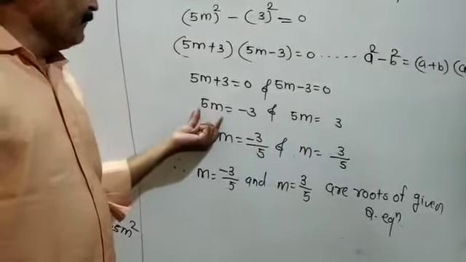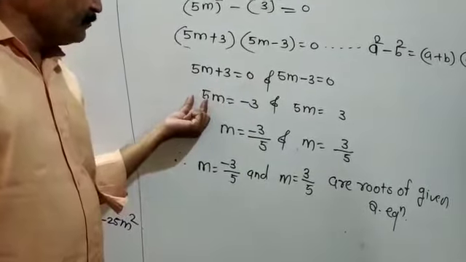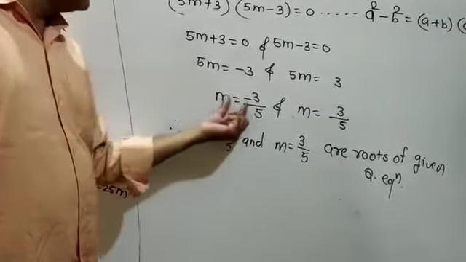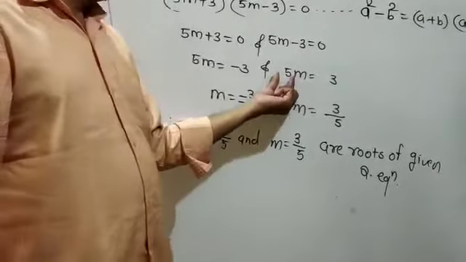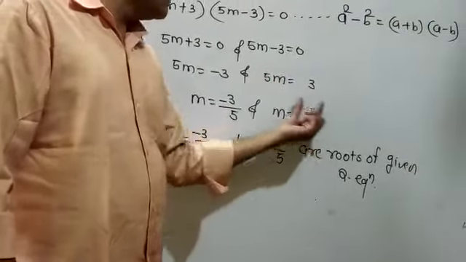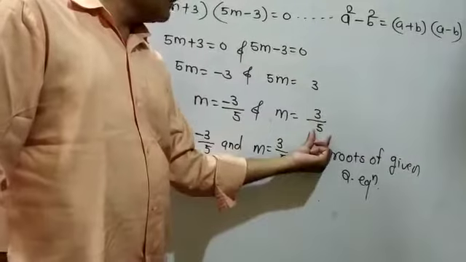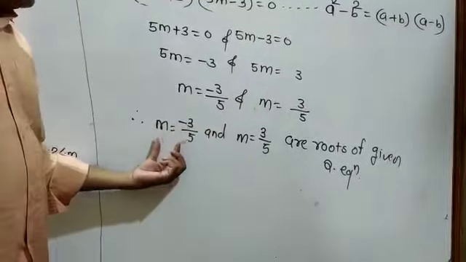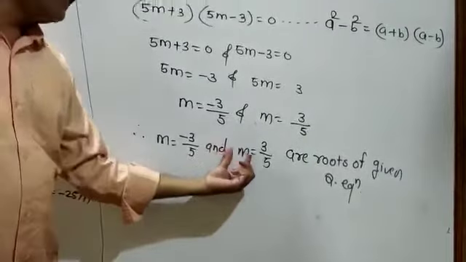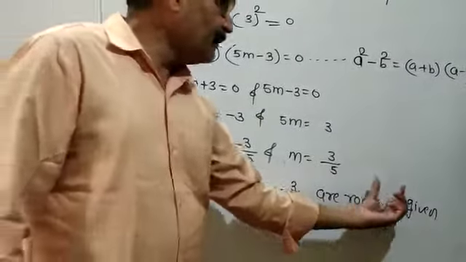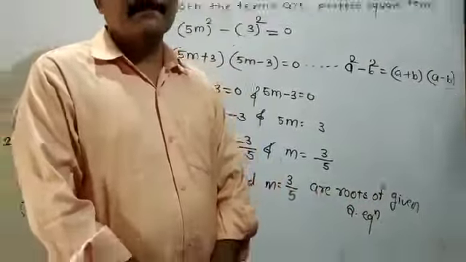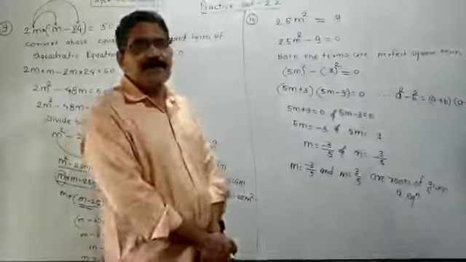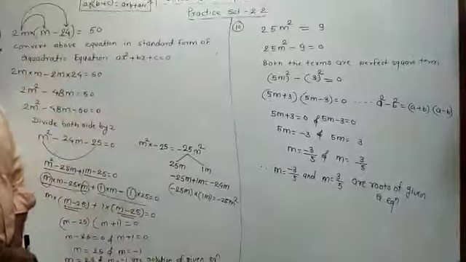You have in between 5 and m a multiplication sign. Transpose this 5 to that side, multiplied by 5 becomes divided by 5, and m is equal to minus 3 upon 5 will come. Transpose this 5 from this side to that side, multiplied by 5 becomes divided by 5, and m is equal to 3 upon 5 will come. Therefore m is equal to minus 3 upon 5 and m is equal to 3 upon 5 are the roots of the given quadratic equation. Everybody understand? I think you understand these things. You have to write these things in the notebook properly. Thank you.